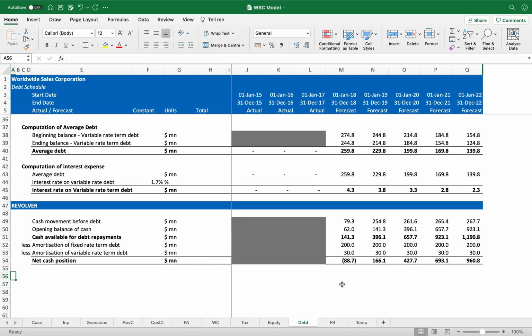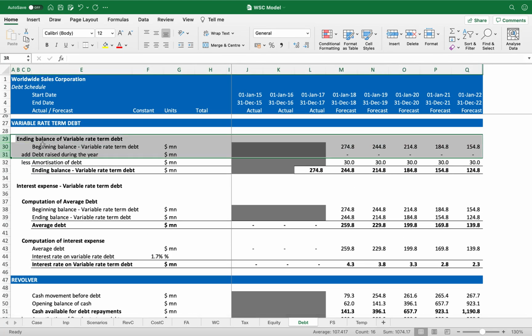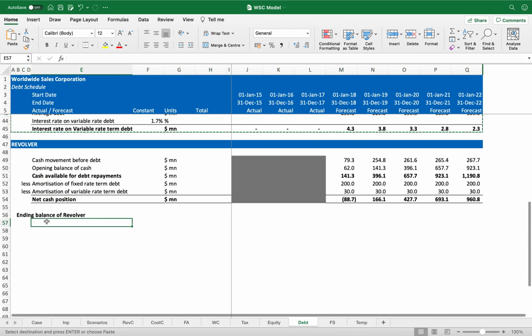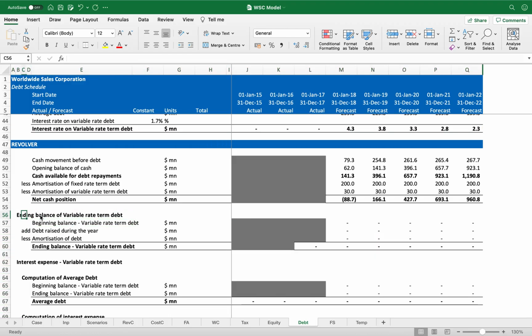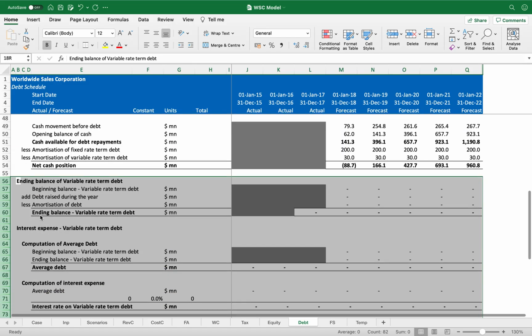So let's compute the ending balance of revolver. Again, beginning. So let me just bring everything here from here. Let me just bring everything again. Now I have to do the same computations. Now instead of variable rate term debt, it will be revolver.